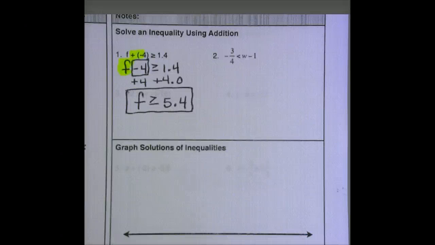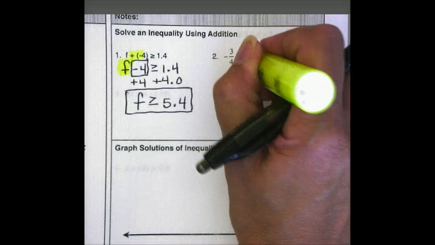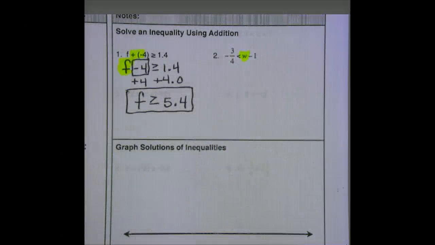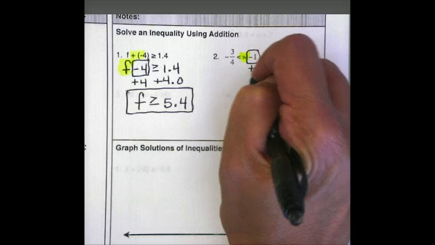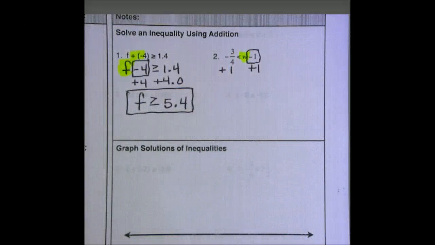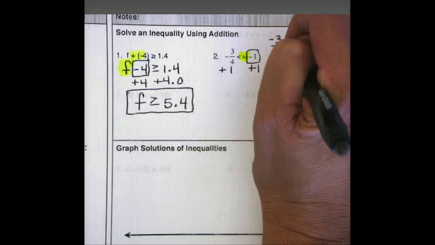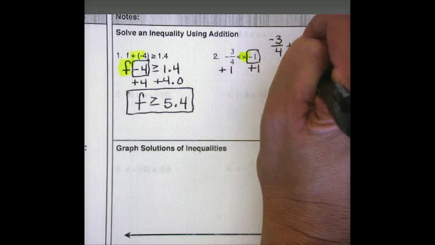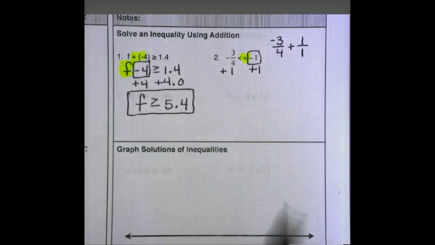Number 2's got a fraction in it, which is going to cause us to have to do some work with that fraction. So let's isolate our variable. That leaves us with a negative 1, so we're going to add 1 to both sides. And now, in order to add a fraction and a whole number, we have to get a common denominator. So we have negative 3/4 plus 1 over 1, because if I make 1 a fraction, it becomes 1 over 1.